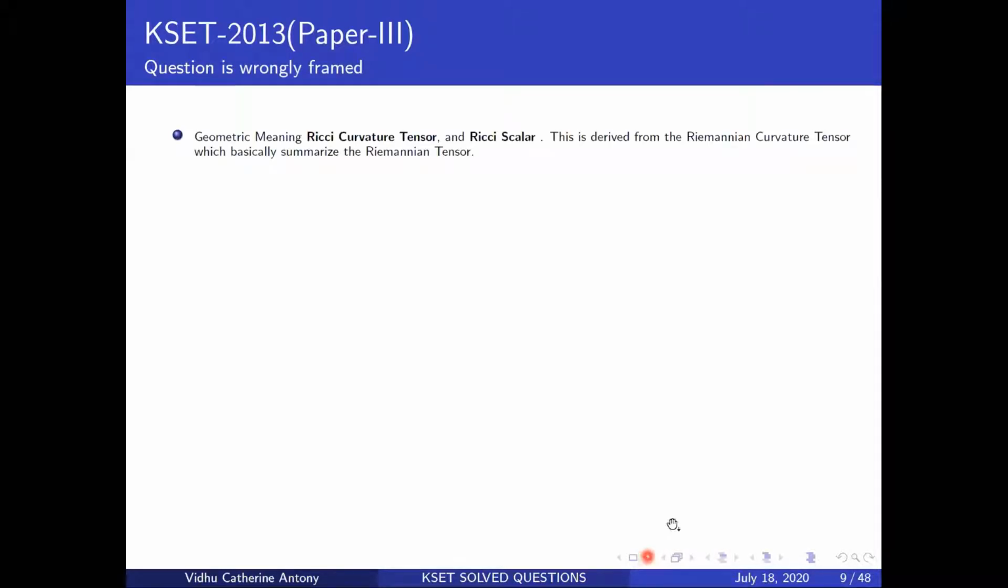So here the question is wrongly framed. What is the meaning of your Ricci curvature tensor or your Ricci scalar? There's this thing called the Riemann curvature tensor. Let's not go too much into it, but I will explain what these two mean. These two things basically sum up what the Riemann curvature tensor describes.